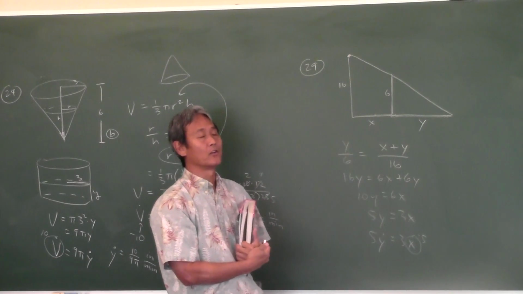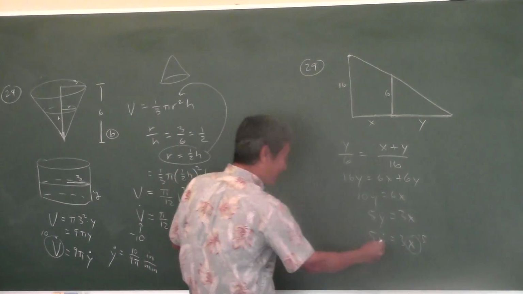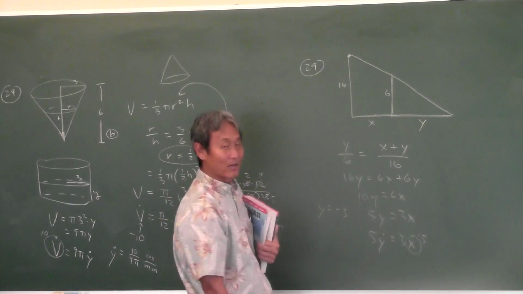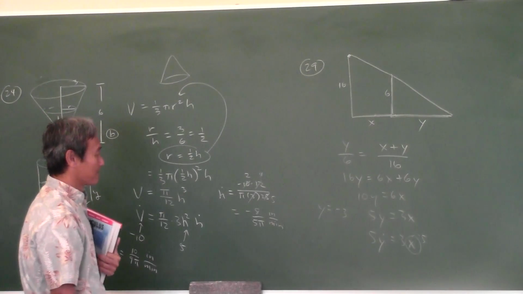No, you had it the first time. You don't need it. You can solve for y dot already. Just divide by 5. Y dot is -3. And I'm going to let you put on the units because I do everything for you. You put on the units. So what are the units?